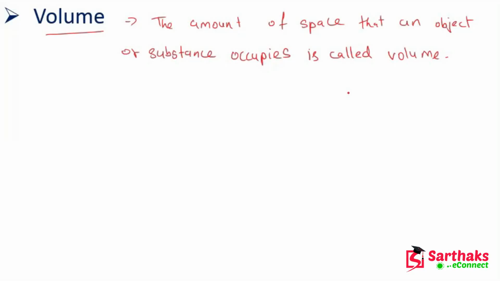Two-dimensional figures don't have volume but have area only. For example, the volume of a circle cannot be found. But the volume of a sphere can be found, because a sphere is a three-dimensional figure. I hope you understand these points. So this is surface area and volume.